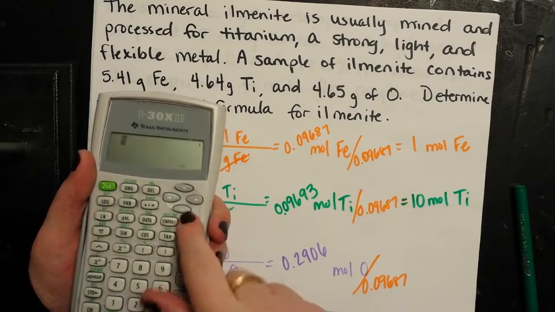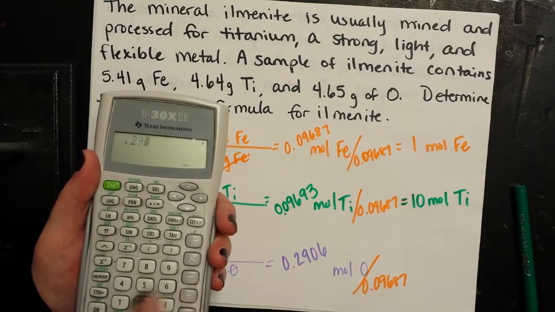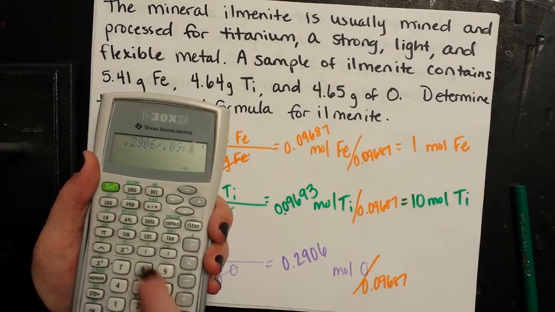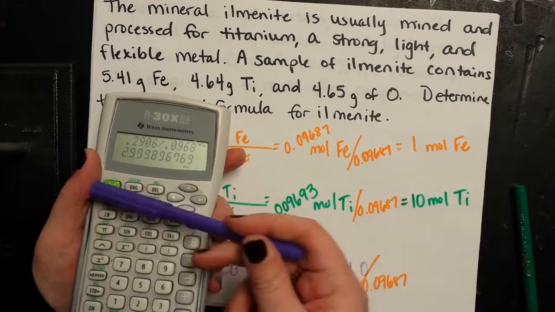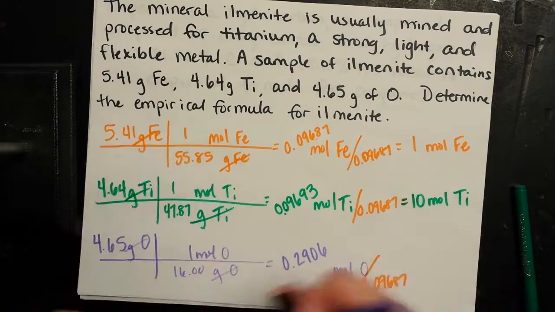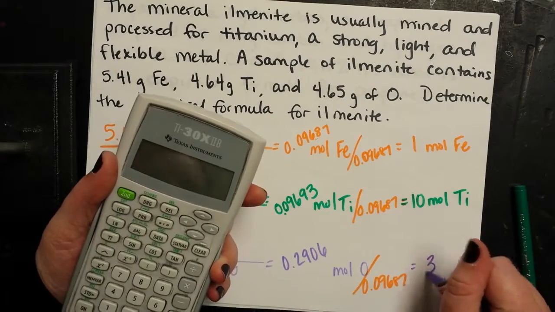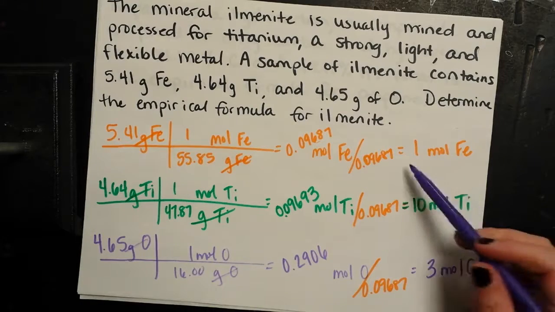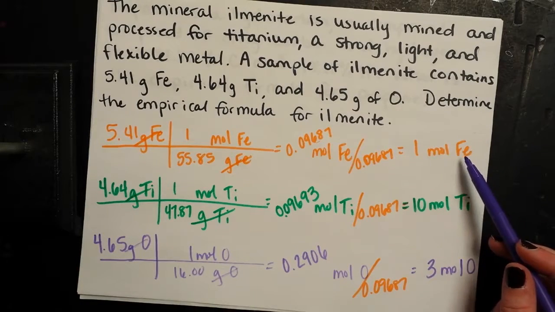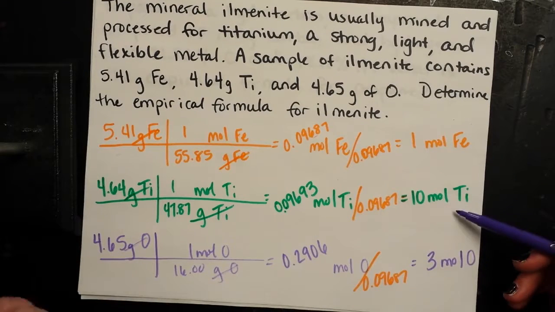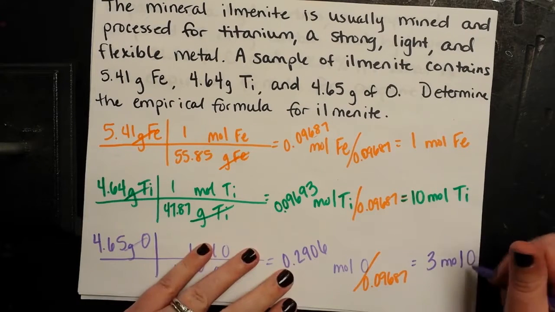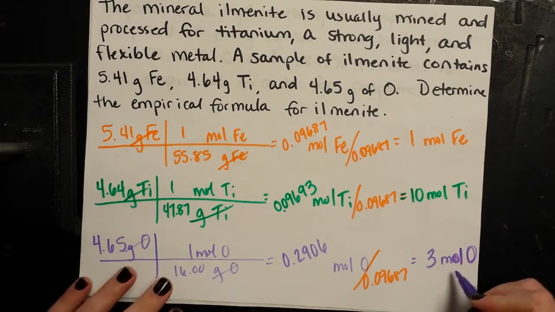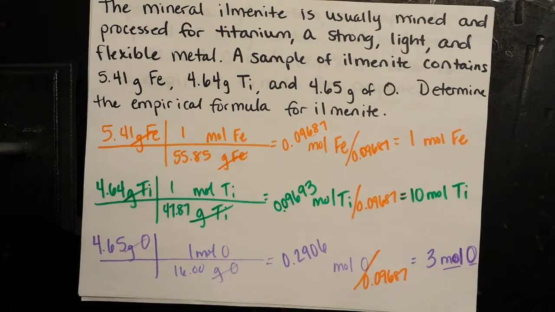If I look at oxygen now, I'm going to have 0.2906 divided by 0.09687, and that's roughly 3. So that means that if I have 1 mole of iron in my compound, there's going to be 10 moles of titanium and 3 moles of oxygen. That looks like a 10, so moles of oxygen. Okay, that's one word, that's the symbol, sorry about that.